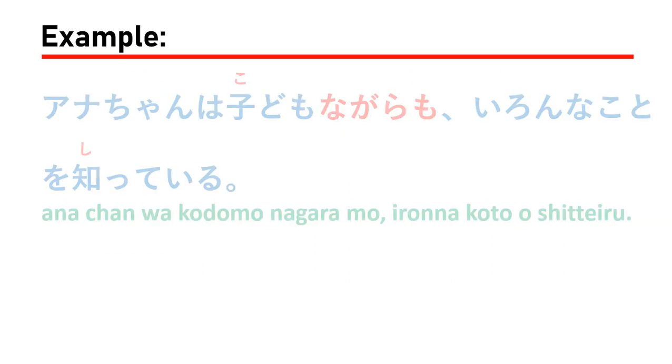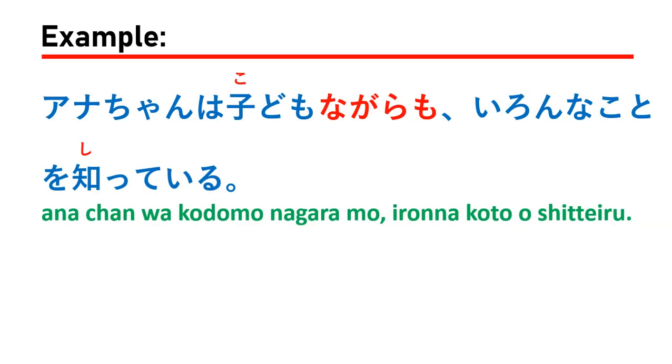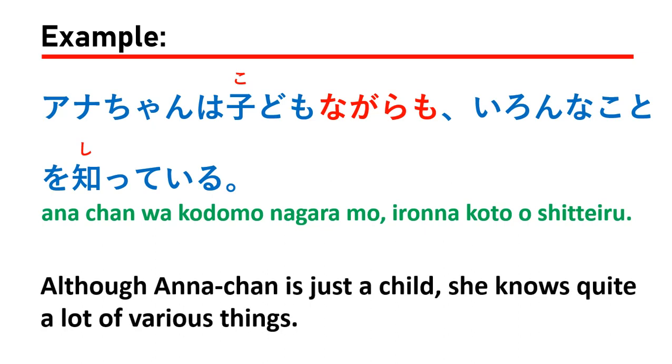The next example: アナちゃんは子供ながらもいろんなことをしている. This means, although Anna-chan is just a child, she knows quite a lot of various things.